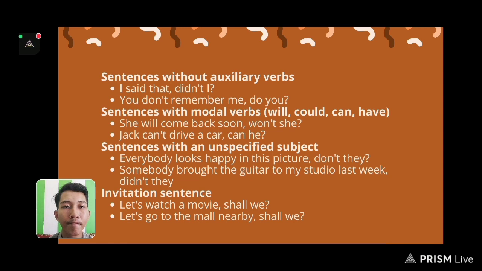Sentence with an unspecific subject. The formula for a sentence with an unspecific subject is to use "they." Like that. The example is: everybody looks happy in this picture, don't they? And somebody broke into my studio last week, didn't they? And the next, invitation sentences. Same as the formula. The example is: let's watch a movie, shall we? And let's go to the mall nearby, shall we?